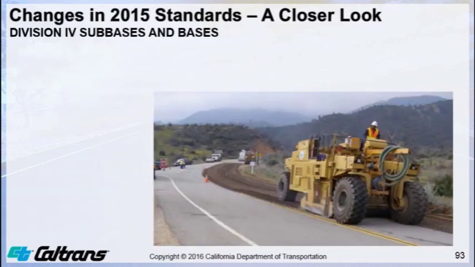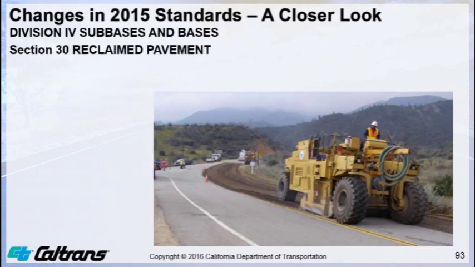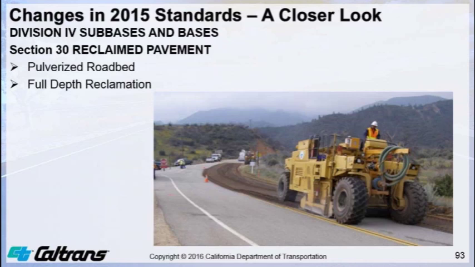In Division 4, Subbases and Bases, we have a new Section 30, Reclaimed Pavement, and it covers detailed specifications for pulverized roadbed, full depth reclamation, and crack and seat. Section 30 Reclaimed Pavement was created in 2010 as a revised standard specification, and its content has now become the 2015 Section 30 Reclaimed Pavement.